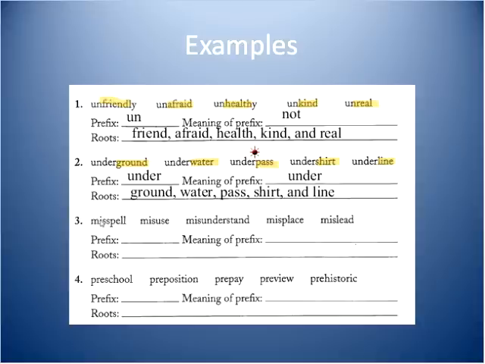Underpass is something on a freeway where cars drive over something and they drive under something, and when they drive under something on the freeway, it is called an underpass. Undershirt is a shirt that you wear under another shirt. And underline is something you do when you draw a line under another word, like this, underline.